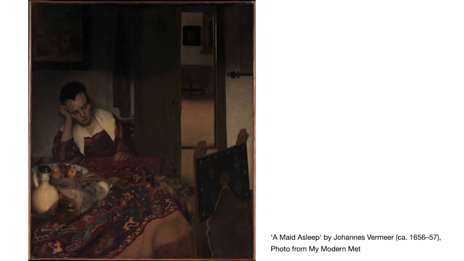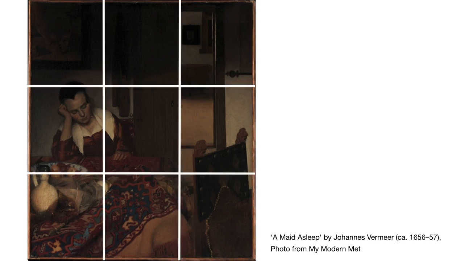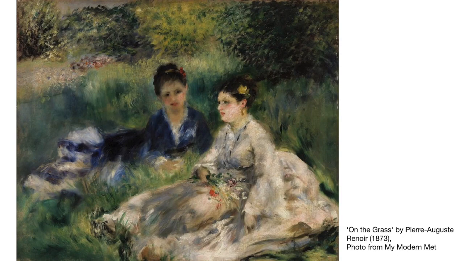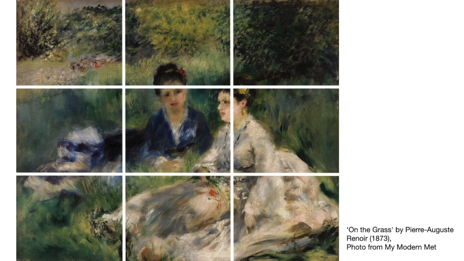Here is an example in the picture called Girl Asleep by Johannes Vermeer. Can you see the rule of thirds in here? Yes, it's in here and it's just one spot. Here is another example, On the Glass by Renoir, and the artist used the rule of thirds to make his focal point as well. Here the artist put the focal point in 2 overlapping spots on the right hand side.